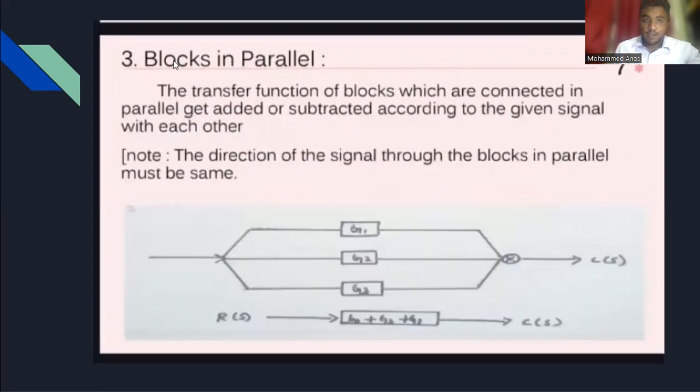Blocks in parallel means the transfer functions of blocks which are connected in parallel get added or subtracted according to the given signal with each other. As you see here, G1, G2, G3 are connected in parallel form. So by simplifying this, we get G1 plus G2 plus G3, or G1 minus G2 minus G3.